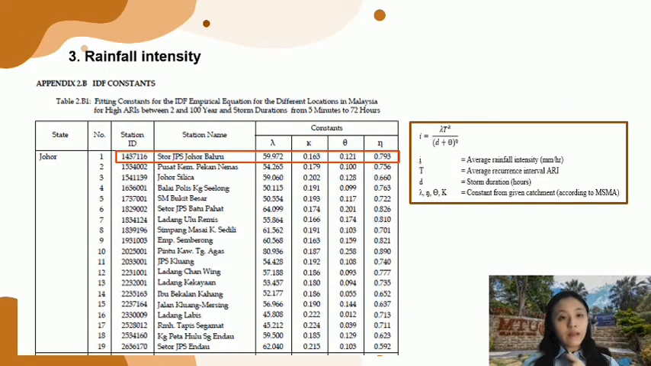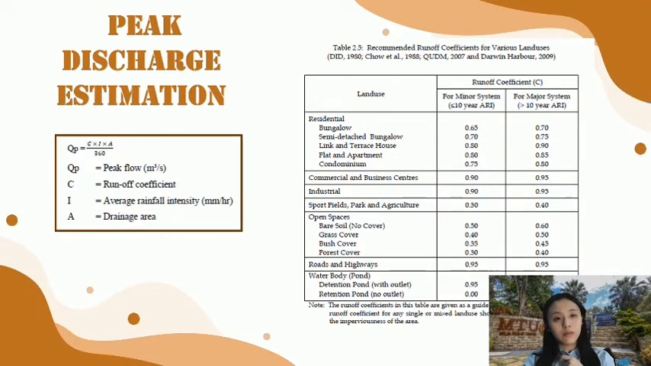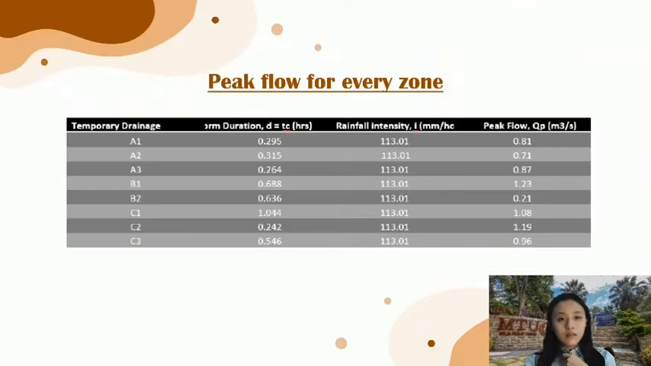And next, we can calculate the rainfall intensity using the formula in the boxes, where the constant applied for this formula is obtained from the MASMA table according to our catchment, where we use the JPS Johor Bahru as our station. Then the calculation proceeds with the estimation of peak discharge, and this can be done by using the formula as shown in the boxes, where the runoff coefficient used for this project is 0.5 for bare soil as recommended in the MASMA table. So these are the peak flow for every zone in our project.